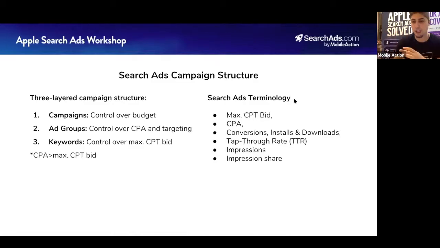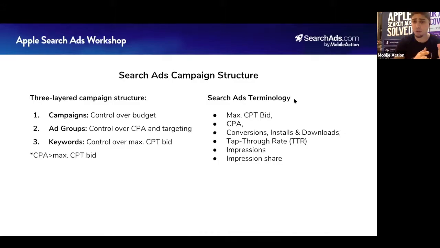So tracking installs by default isn't possible on the Apple Search Ads dashboard. You can do it through an attribution partner, if you're using one, where you can see installs generated. Also, you can integrate this with our dashboard to track the entire search ads funnel.